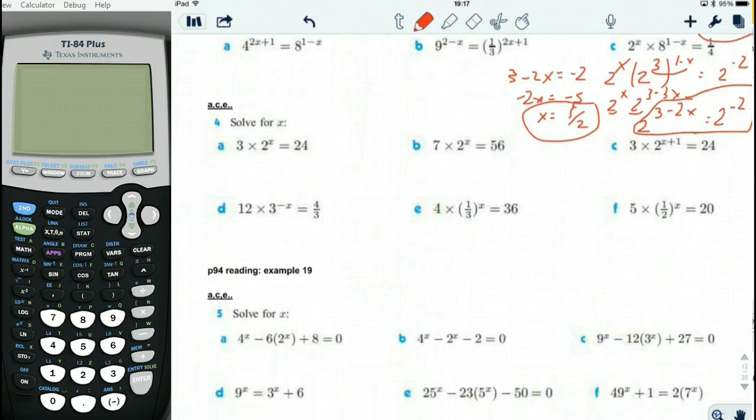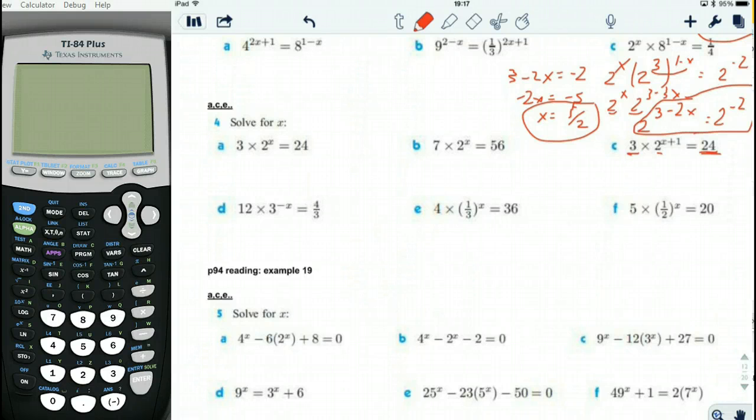Okay, that's that one. This one, let's see, this would be base 3 and base 2, because 24 can be expressed as 3 times 2 times 2 times 2. This also has 3's and 2's.